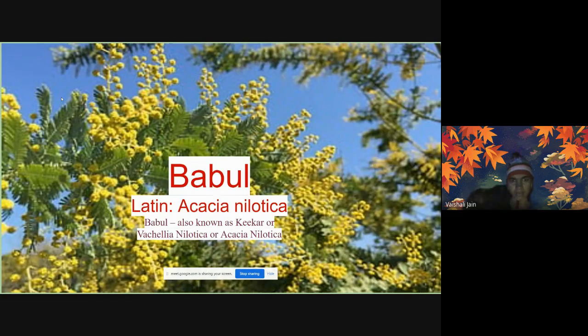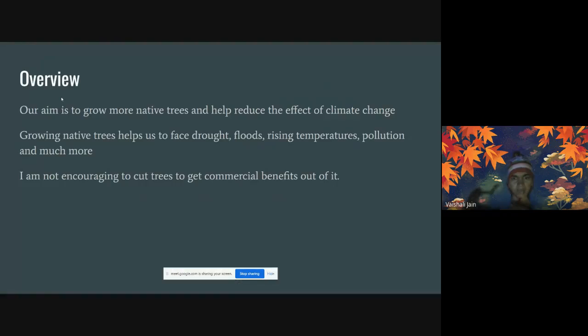Acacia nilotica is also called Kikar or Babul. The aim of the Kudrat Ke Saathi YouTube channel is to grow more native trees and help reduce the effect of climate change. Growing native trees helps us to face drought, floods, rising temperature, pollution, and much more. I am not encouraging cutting trees to get commercial benefits out of it.